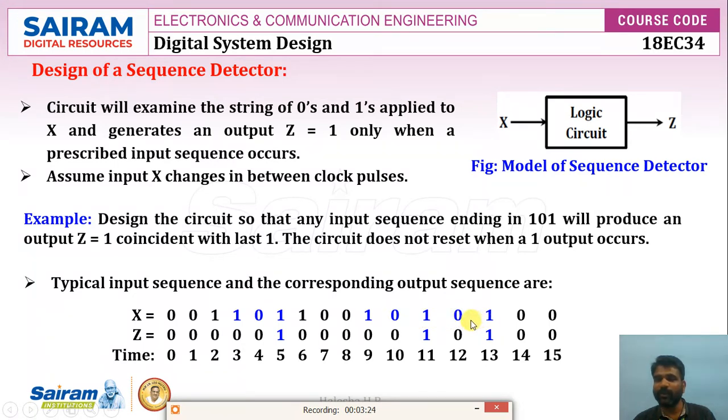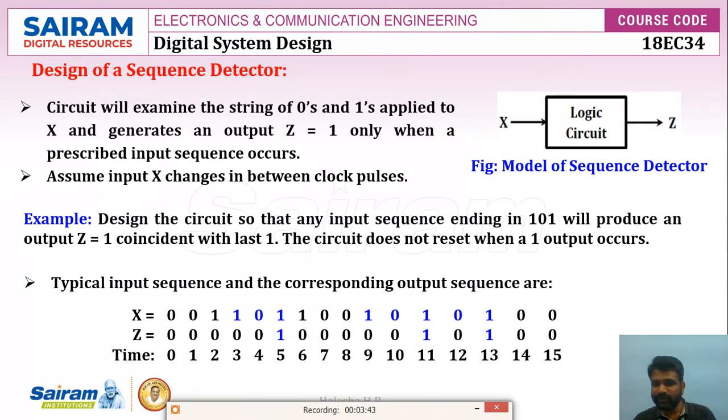So here observe one point. They told the circuit does not reset when output 1 occurs. That means whenever this 1 occurs, the circuit is supposed to reset, but here they specified it does not reset. And again whenever this output 1 occurs, the circuit does not reset.